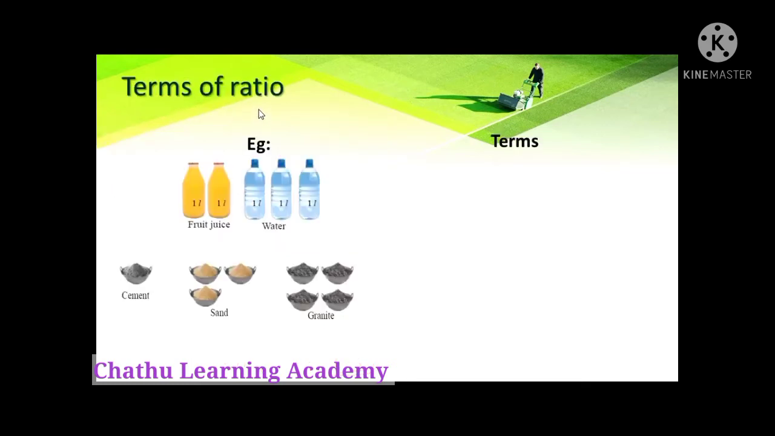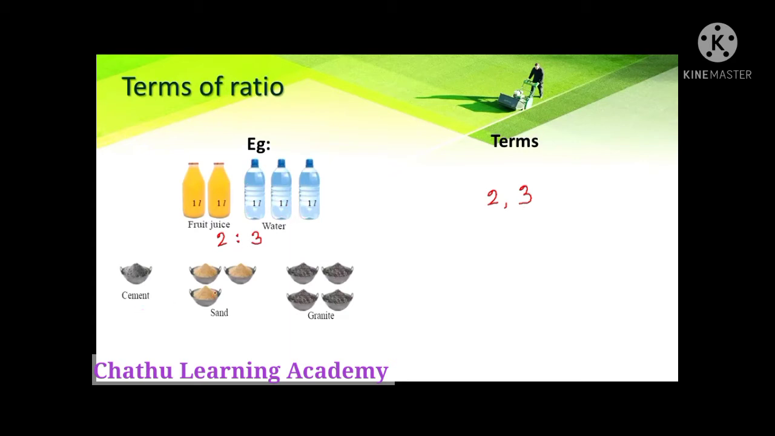Now we will see the meaning of terms of a ratio. Now let's look at this example. Fruit juice and water. What is the ratio between these two? 2 to 3. Then 2 and 3 are the terms of this ratio. 2 and 3 are the terms of this ratio.